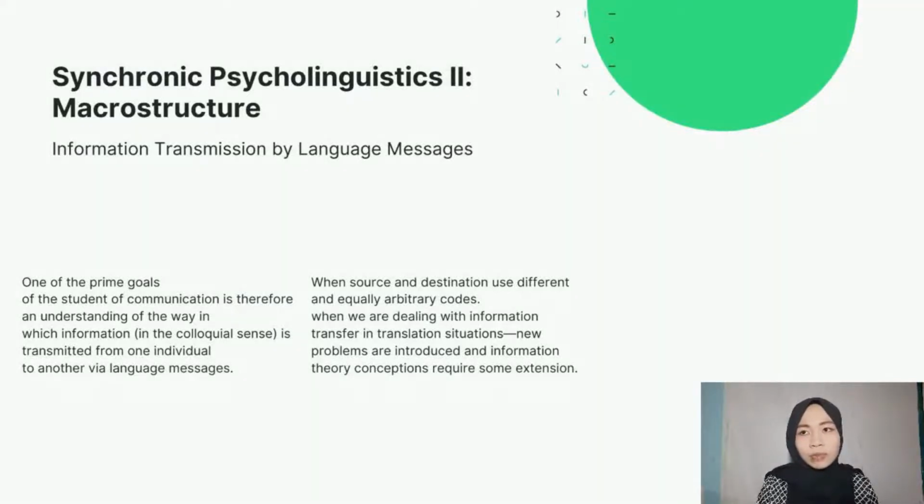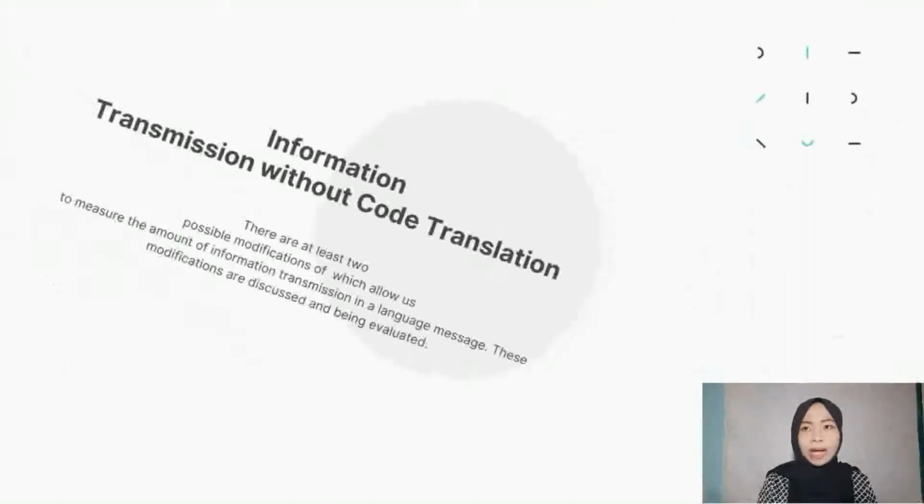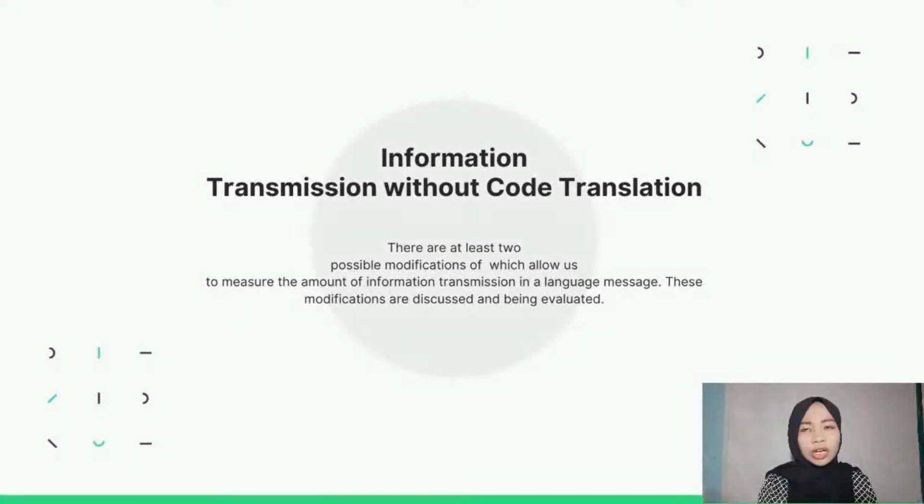This approach is most applicable when the codes used by source and destination are the same, not when source and destination use different and equally arbitrary codes. However, when we are dealing with information transfer in translation situations, new problems are introduced and the information theory conception requires some extensions. Information transmission without code translation.